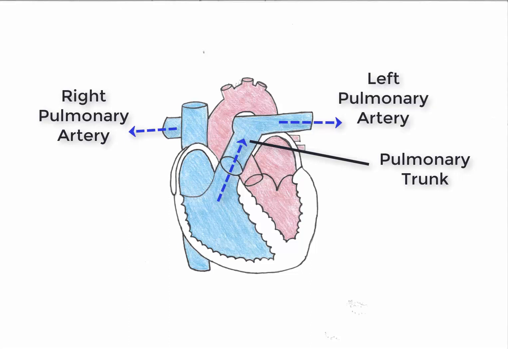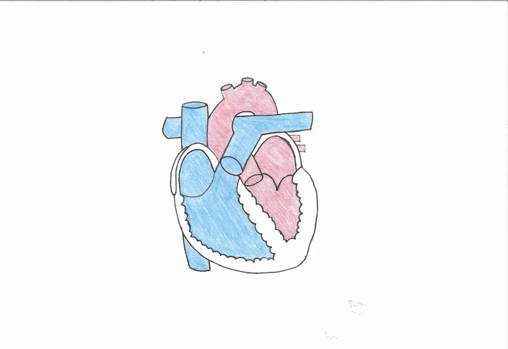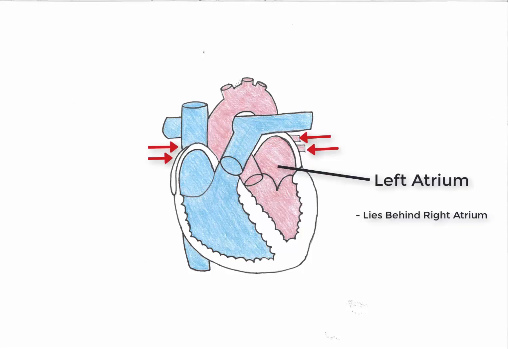The arteries then deliver the blood to the lungs, where it is oxygenated, and then begins to return to the heart via the 4 pulmonary veins. The blood enters the heart at the left atrium. The left atrium lies behind the right atrium and forms the base of the heart. It receives blood from the lungs via the 2 superior and 2 inferior pulmonary veins.